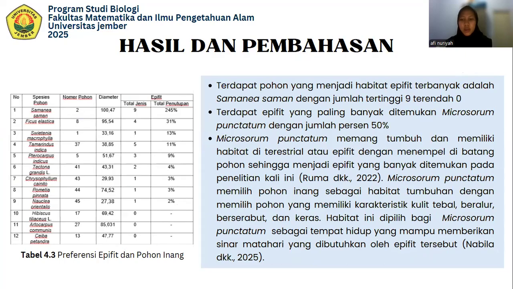Based on our observation, the tree that becomes the most epiphyte habitat was Samanea saman or pohon trembesi, with the highest number of epiphytes found being 9. The most common epiphyte is Microsorum punctatum with 50%, which does have a terrestrial habitat but sticks to tree trunks, so it becomes an epiphyte found in this observation. Microsorum punctatum chose a host tree with thick, grooved, stringy, and hard bark characteristics such as Samanea saman, because Samanea saman is able to provide the sunlight needed by this epiphyte.